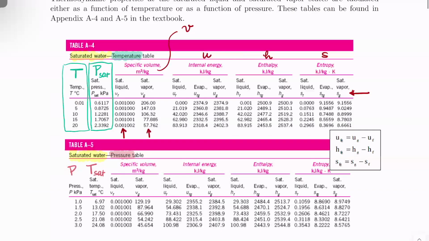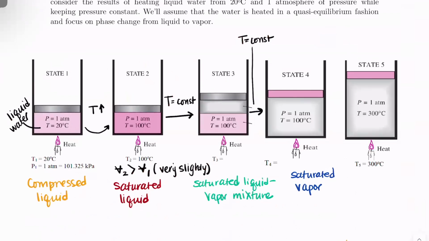So if we go back to here, we are going to continue heating. So we have that T4 is less than T5, and then this is our superheated vapor. And that's the terminology for going from a liquid and then heating it up through to a vapor at constant pressure.